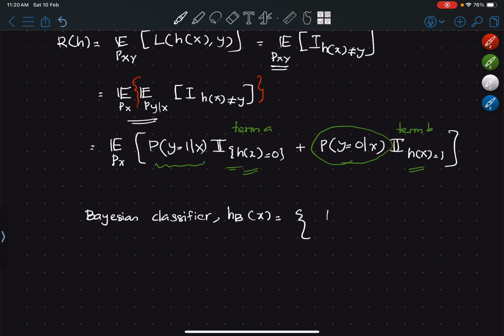The Bayesian classifier has a value 1 only if P of y equal to 1 given x is greater than or equal to P of y equal to 0 given x, and it has a value 0 if P of y equal to 1 given x is less than P of y equal to 0 given x.